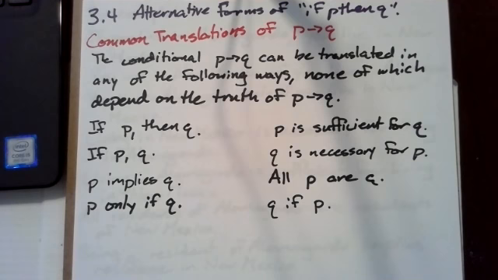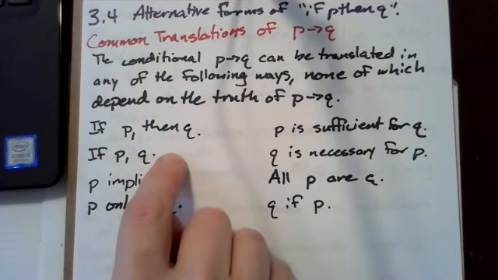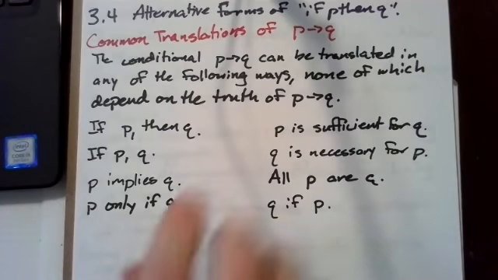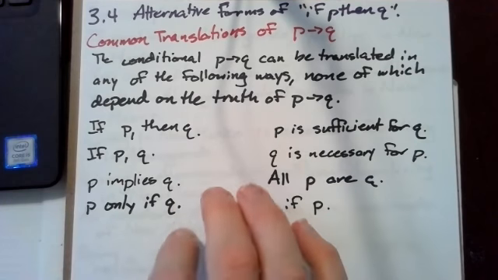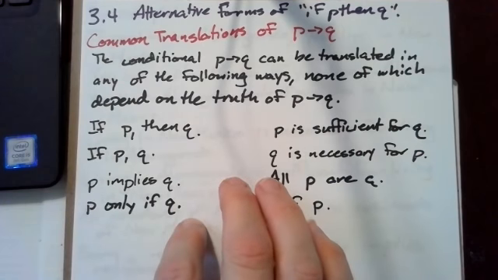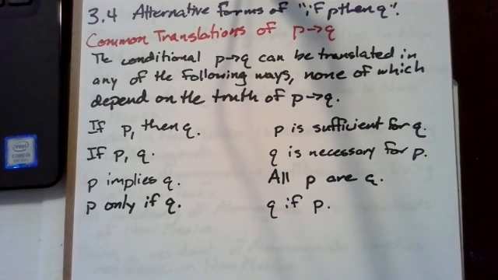We've got if P then Q, our standard way of translating it. But we can drop the then and just say if P, Q. We can also say P implies Q. I've used that one a fair amount. Or P only if Q. This means that Q is necessary for P. If Q isn't there, then P is not.